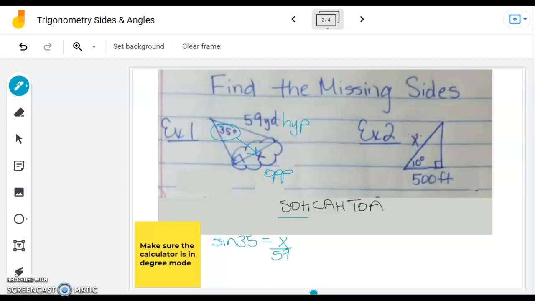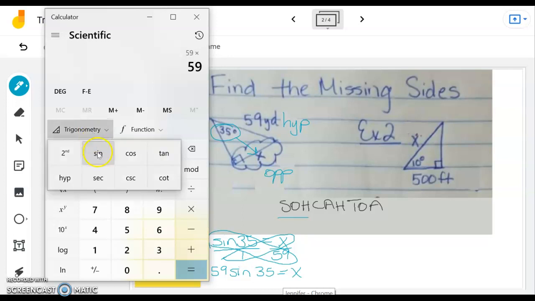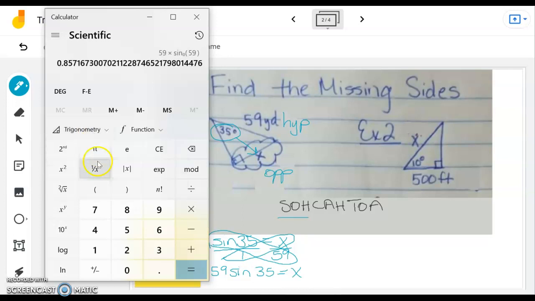Now from here, we're going to solve for x. Sometimes a lot of people find it easier if they just put the sine over 1 and then we can cross multiply. So we get 59 sine of 35 equals, then we cross multiply the other direction, x. So this is where I need my calculator. So I have 59 times, here's my trig, I need sine, and my degree measure is 35.